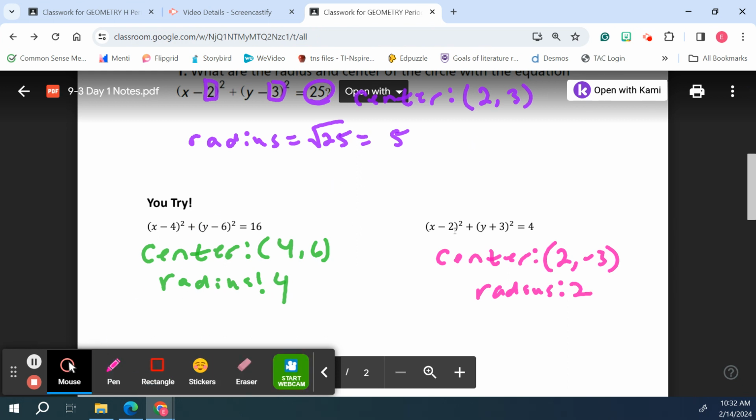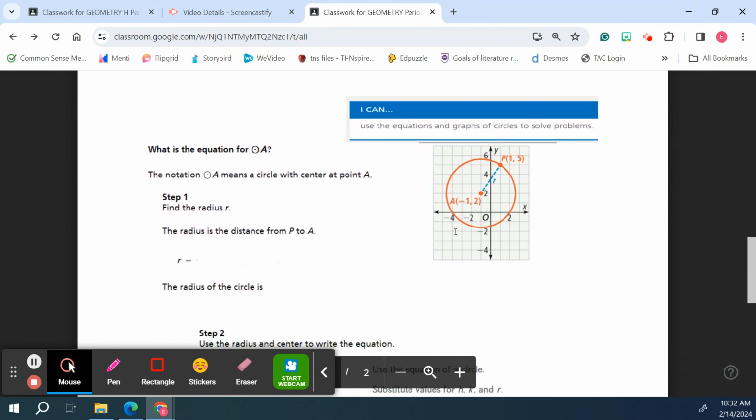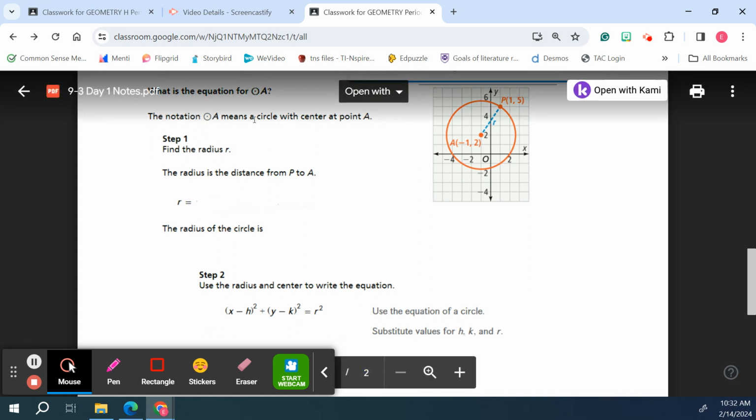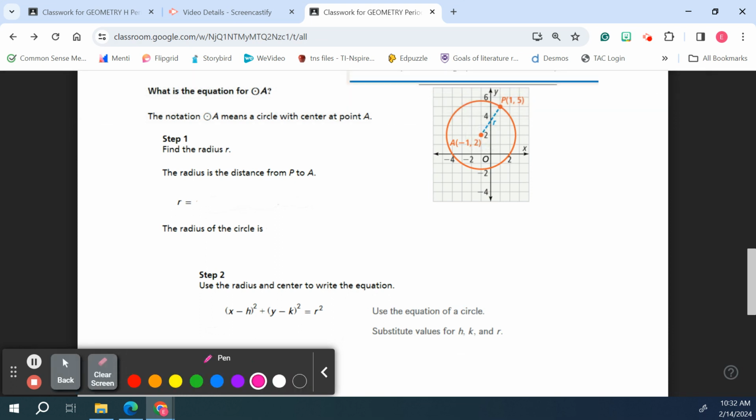Okay, let's flip it over to the back side. What is the equation for circle A? All right, so it says the notation for circle A means a circle with center at point A. So here is point A. So anytime we name a circle, it is always a circle with that center, and then you put the capital letter next to it for that point at the center. Okay?